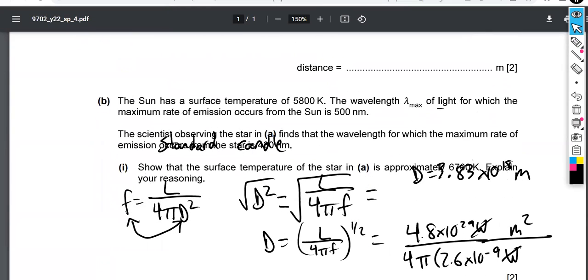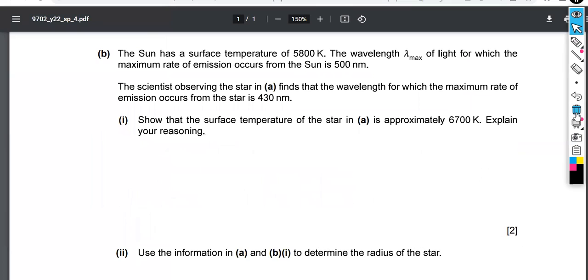All right, the question goes on to read, the sun has a surface temperature of 5,800 Kelvin. The wavelength maximum of light for which the maximum rate of emission occurs from the sun is 500 nanometers.